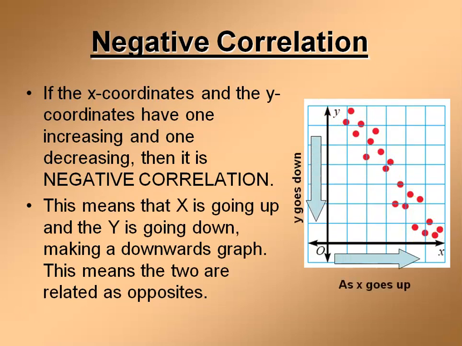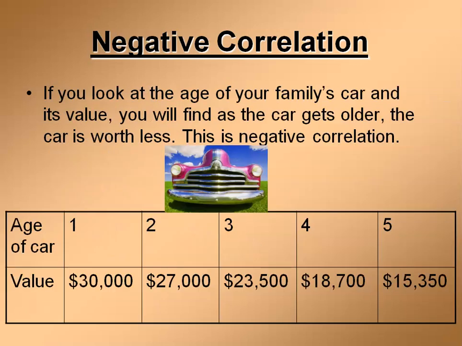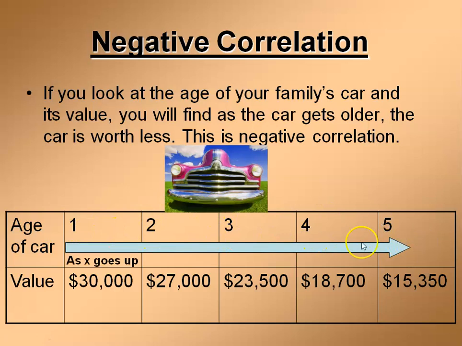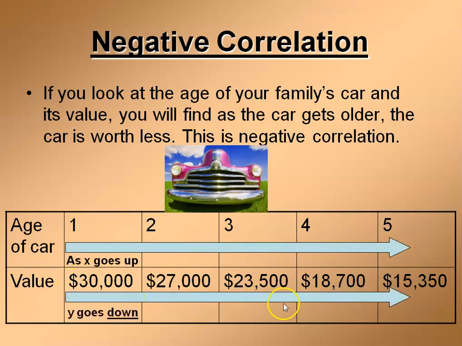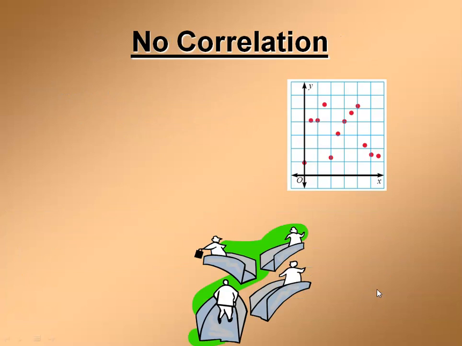And again, in a non-scatter plot example, as my x values go up, my y values are going down. And even if one or two of them didn't, as the general trend decreases, that shows I have a negative correlation.